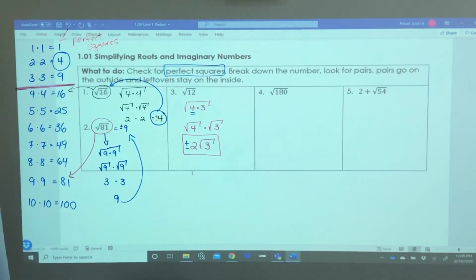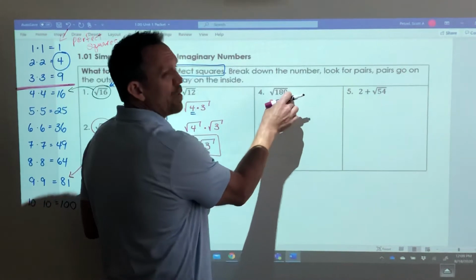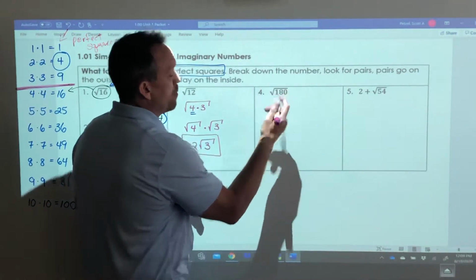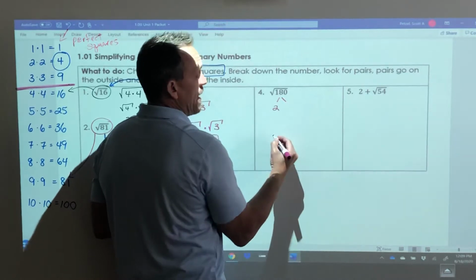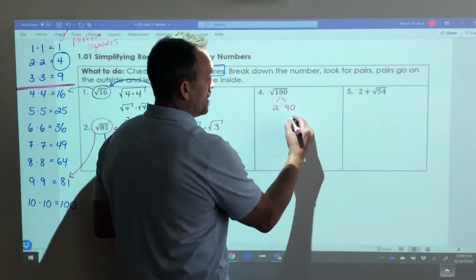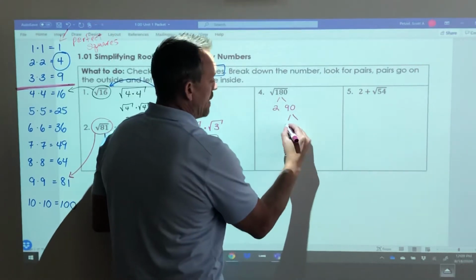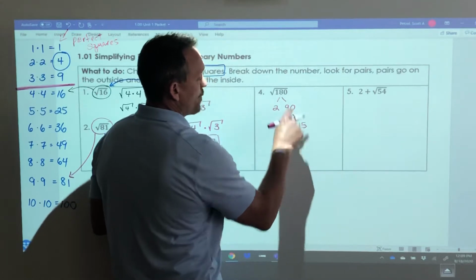For number 4, we've got to break this down a little bit. For me, how I would like to break it down, because it's going to be impossible for you guys to see this without breaking it. First, you divide 180 by 2. 180 divided by 2 is 90. So 2 times 90 equals 180. 90 divided by 2 is 45, because 2 times 45 is 90.